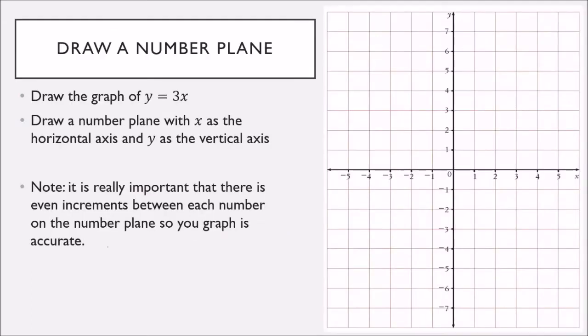Next, we want to draw a number plane. So you need to have your x-axis, that's your horizontal axis, and your y-axis, which is your vertical axis. Now, if you're not using grid paper for this, it is really important that you have even increments between all of your numbers along here or your numbers along here. The reason being, if you don't have them evenly spaced out in even increments, then when we go to graph this line, it's not going to be straight and we're going to come into problems when we're relying on that graph to give us information.